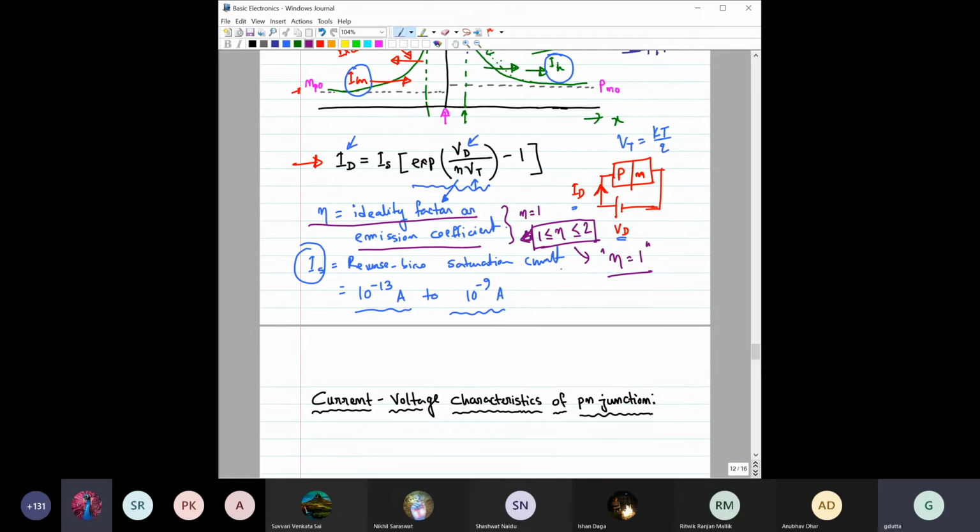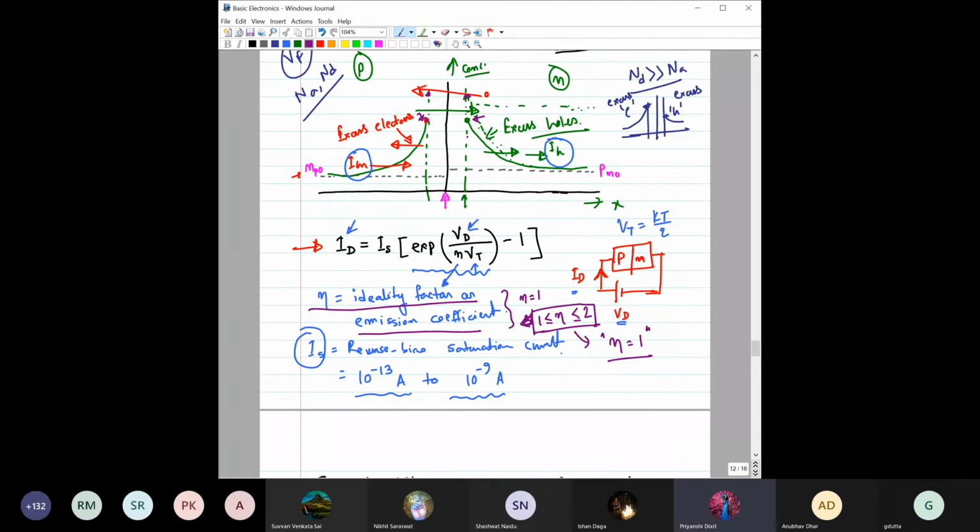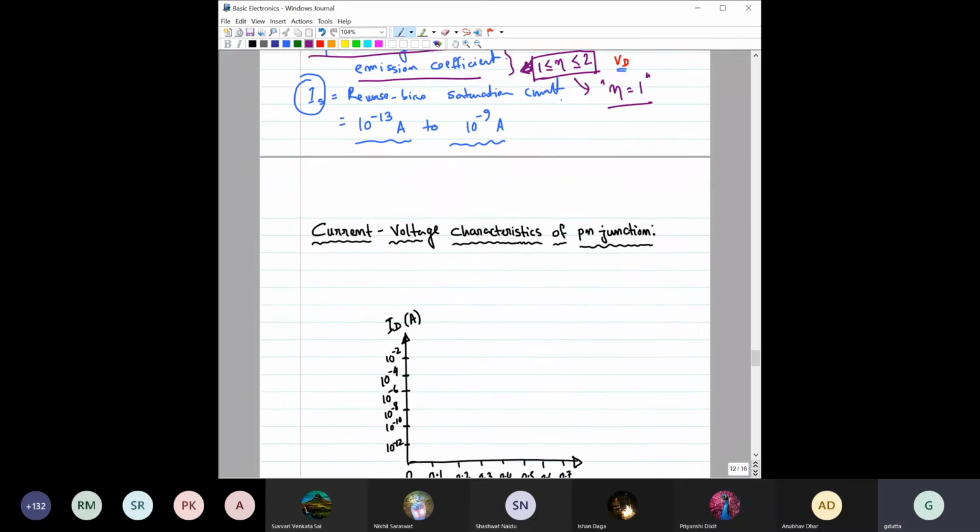Excuse me, sir, so this equation is valid for both reverse as well as forward bias? Yes, exactly. This is valid for both forward and reverse bias. Okay, exactly the same thing we will now see here.